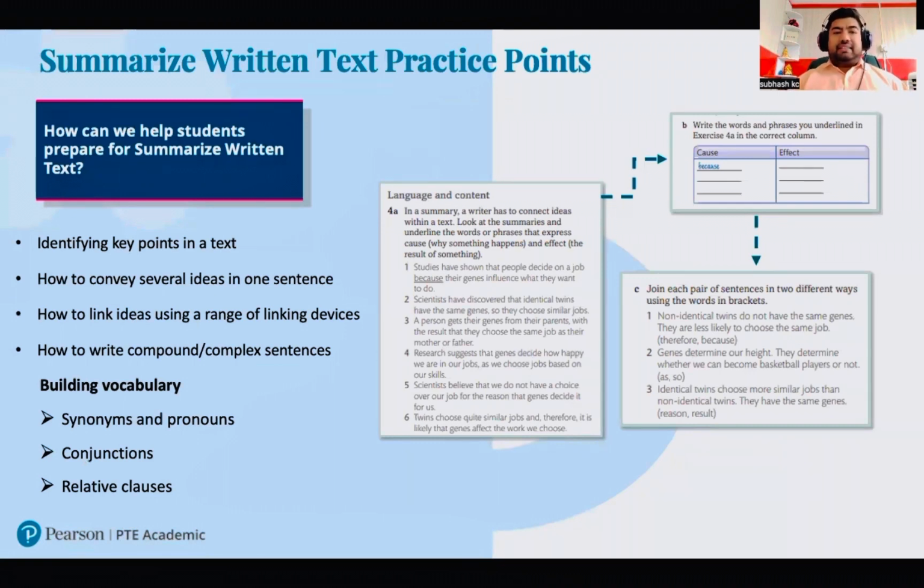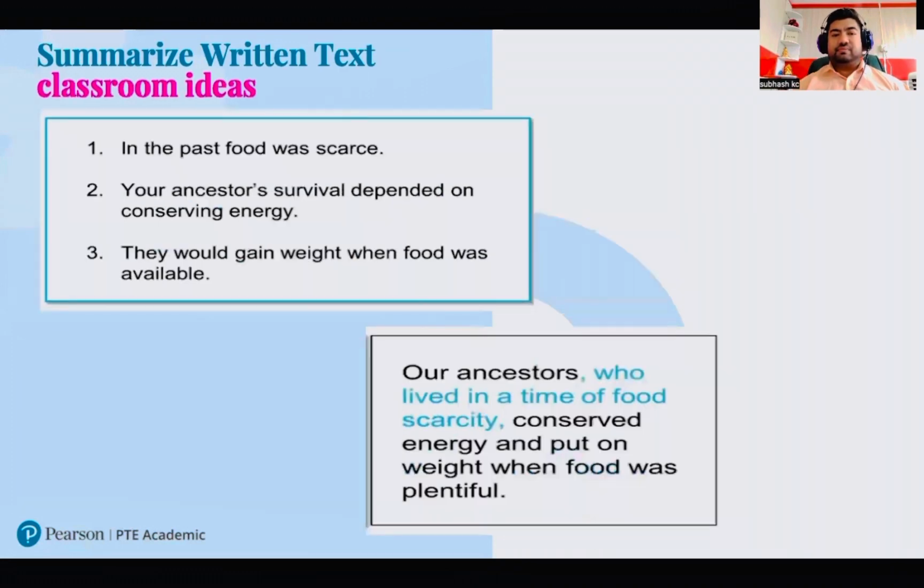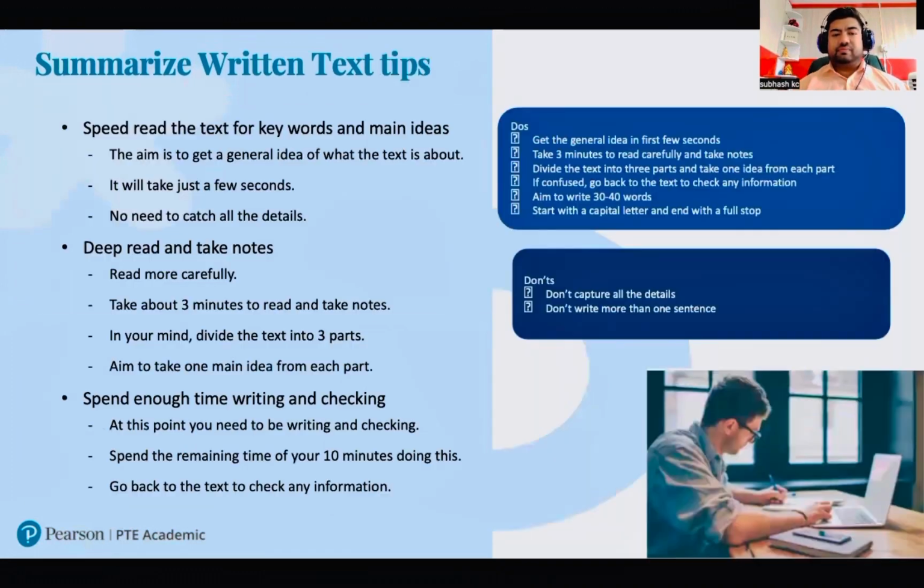So summarize written text. You need to identify the key points, and how to connect the words. You need to understand that, all right? So you need to take help of synonyms and pronouns, conjunctions, and relative clauses. Get the tips. Do's and don'ts are also there, okay?